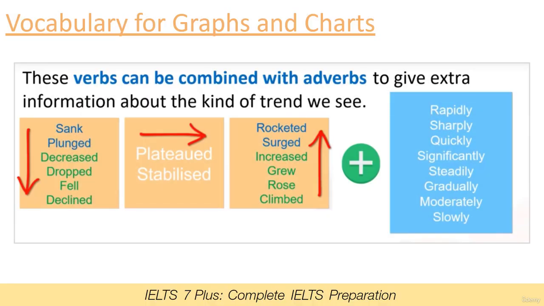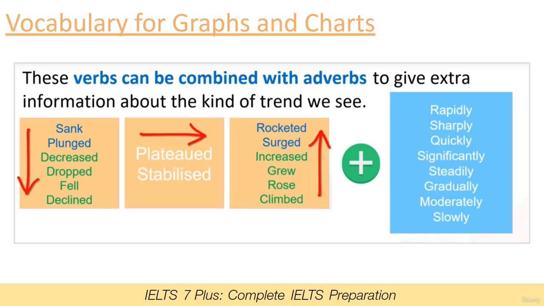So here's some vocabulary for graphs and charts. So that could be bar charts, line graphs, pie charts, whichever it is. And of course, taken from one of my IELTS courses. And it's just some interesting language, an interesting visualization to remind yourself of the verb plus adverb structure. So on the left, we have going down, sank, plunged, decreased, dropped, fell, declined. All these verbs for going down, the trend going down. Then we have no change, plateaued or stabilized.